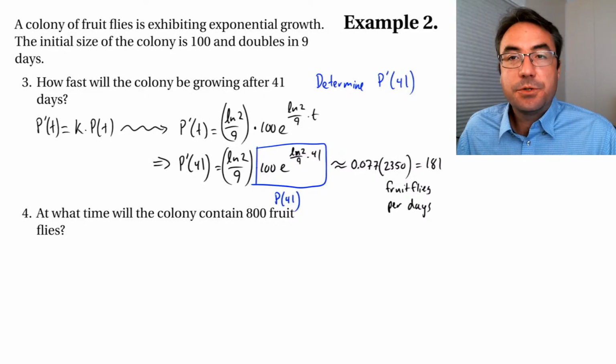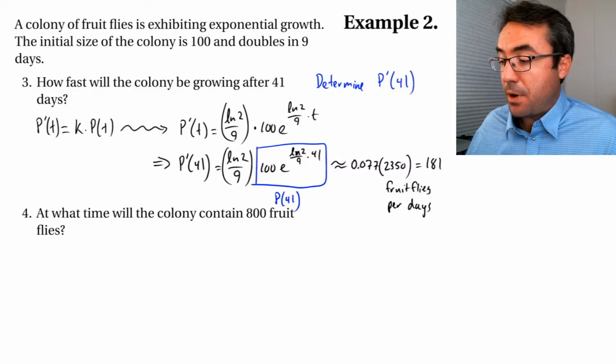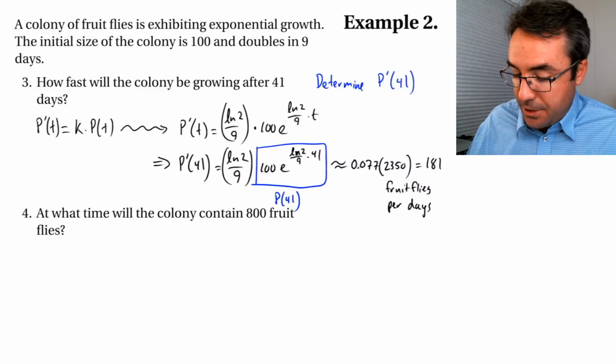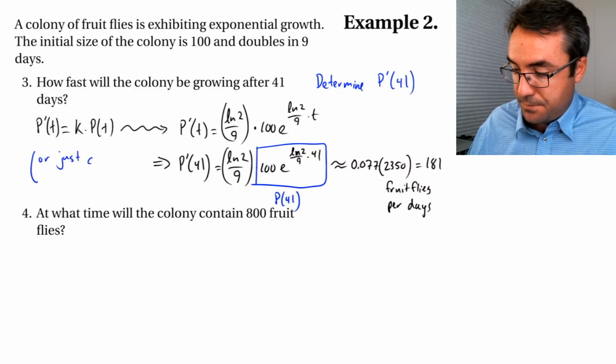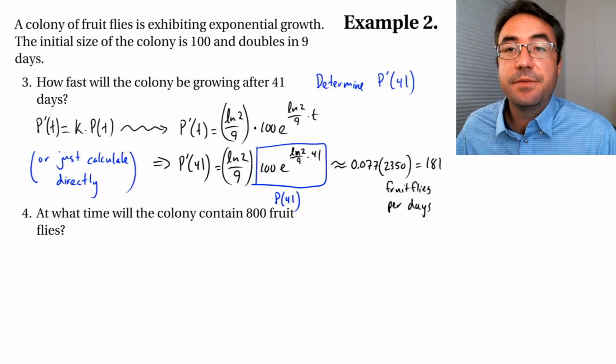So this approach was just using the differential equation to calculate P prime. Another way, you could just calculate it directly. So you don't have to go back necessarily to the differential equation. We know what function P is, so you could just differentiate it directly. That's fine as well.